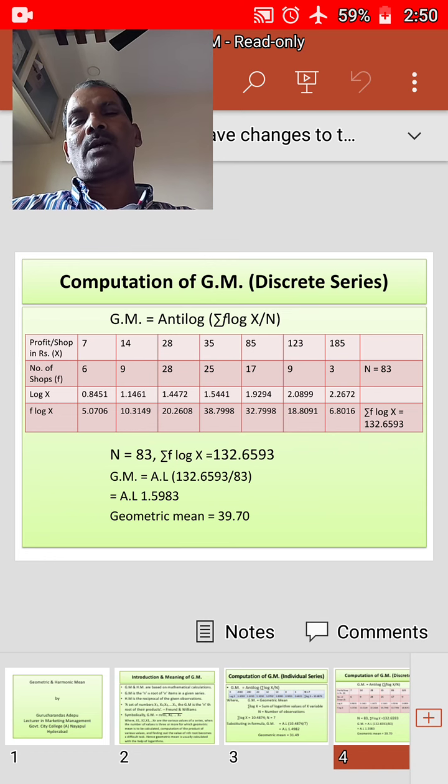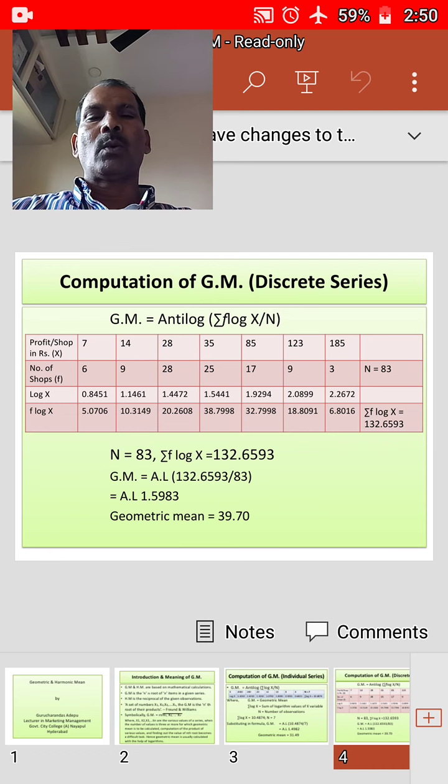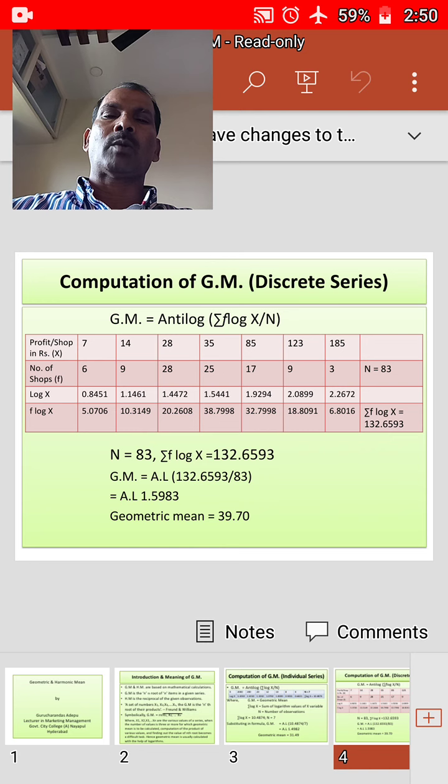If we multiply 25 with 1.5441, we will get 38.7998. If you multiply 17 with 1.9294, you will get 32.7998. If you multiply 9 with 2.0899, you will get 18.8091. Then if you multiply the log 185 value, that is 2.2672, with 3, you will get 6.8016.